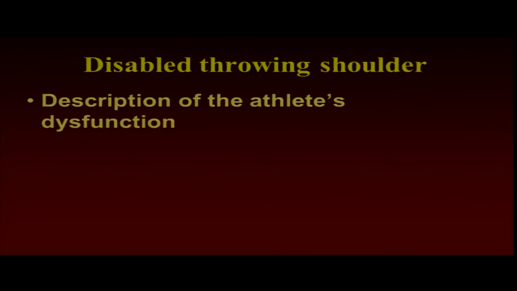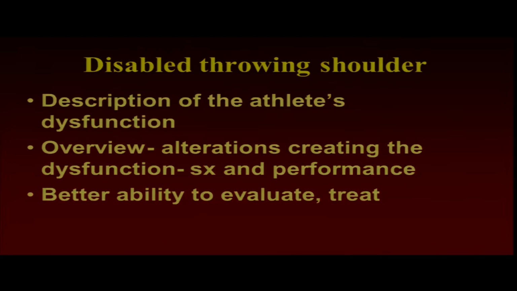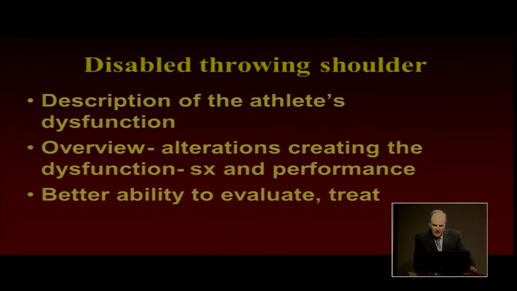So the reason we call this the disabled throwing shoulder, now this is not just the throwers, these are overhead athletes, but also overhead workers. It's a description, as I mentioned before, of the problem the patients come to your office about. It's the athlete's dysfunction that they have. It allows you an overview of all these alterations that create this dysfunction, both symptoms and performance. You know, like the guy says, I can't throw the ball, and that's the problem. This allows us a larger viewpoint to understand this problem and a better ability to evaluate and treat.